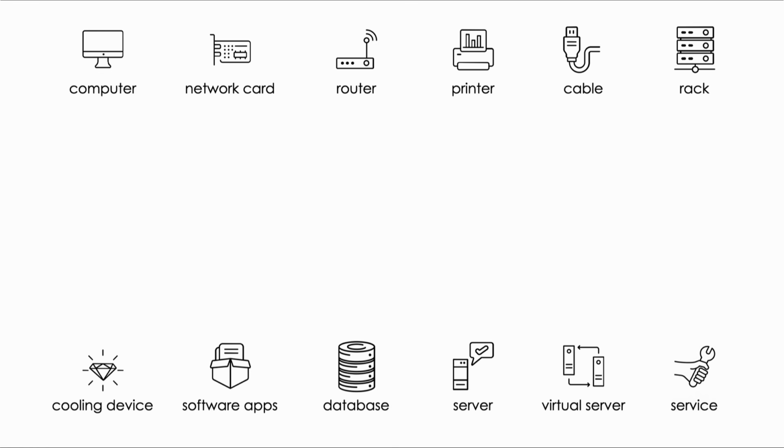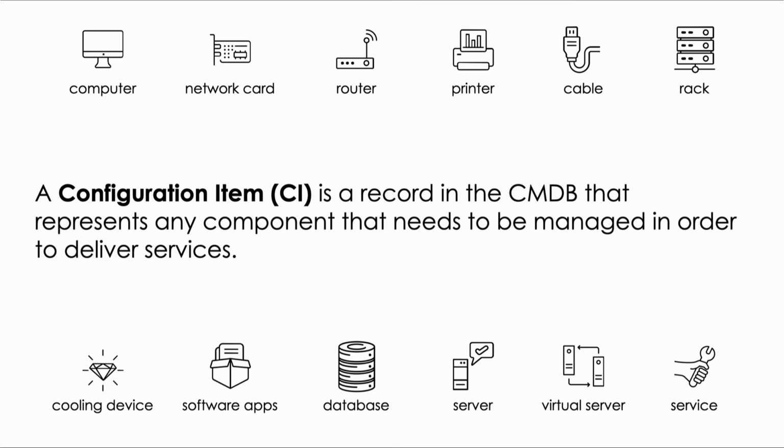Each record in the CMDB represents one of those IT components and gets stored in a table that's designed specifically to store the attributes of whatever that item is. That's what those 1,000 tables are for. Each of the records in the CMDB is called a configuration item, or CI. So, for a more official definition, let's say that a configuration item, or CI, is a record in the CMDB that represents an IT component that needs to be managed in order to deliver services. And CIs can be tangible, like hardware and software, or they can be intangible, like services.